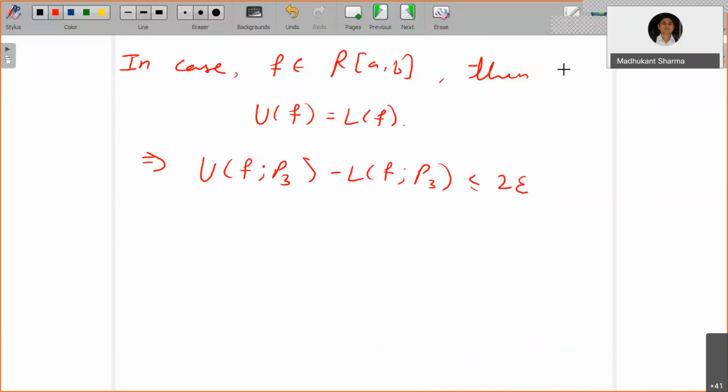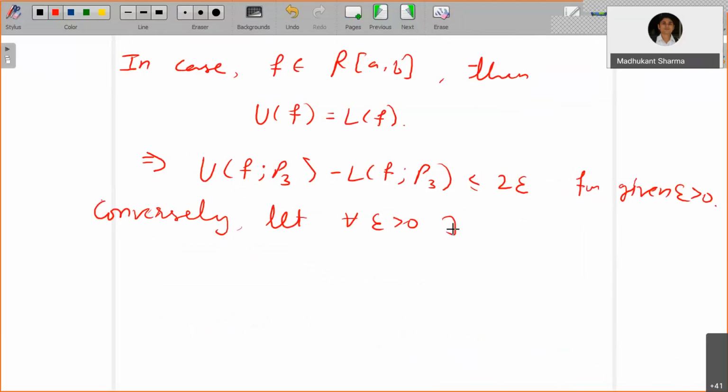So for given epsilon bigger than 0, this is one way that has already been established now. Conversely, let for every epsilon there exist a partition P of I such that U of f,P minus L of f,P is less than epsilon.